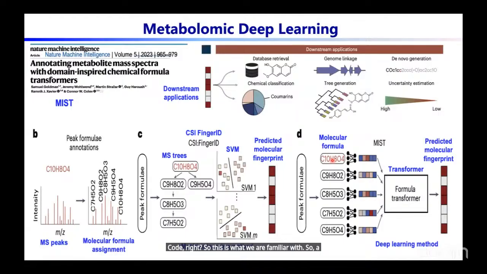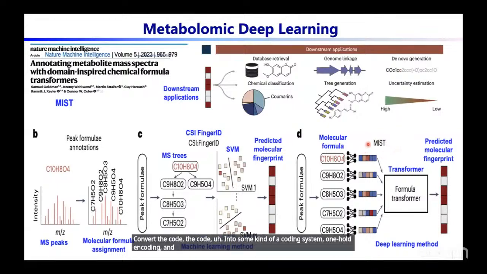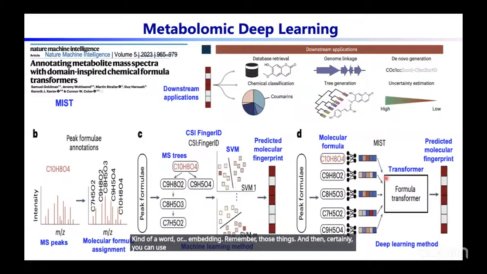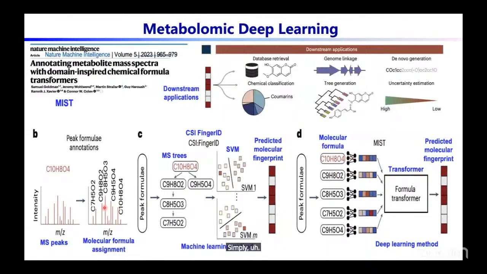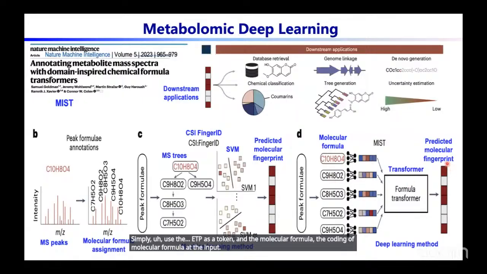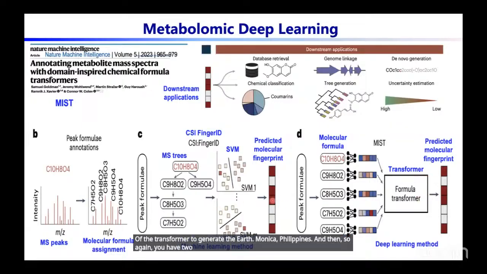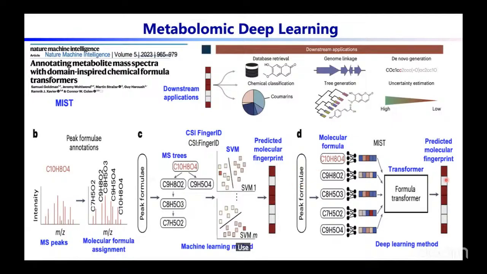So a transformer is happy to receive the codes, and then you can convert the codes into some kind of coding system, one hot encoding, and then into some kind of word embedding. Remember those things. And then certainly you can simply use each peak as a token, and the coding of the molecular formula as the input, and then you output the molecular fingerprint. So this is one application of the transformer to generate the molecular fingerprints. And then again, you have two molecular fingerprints, and you can use this consensus modeling weighted constellation approach to select the best molecular fingerprint.